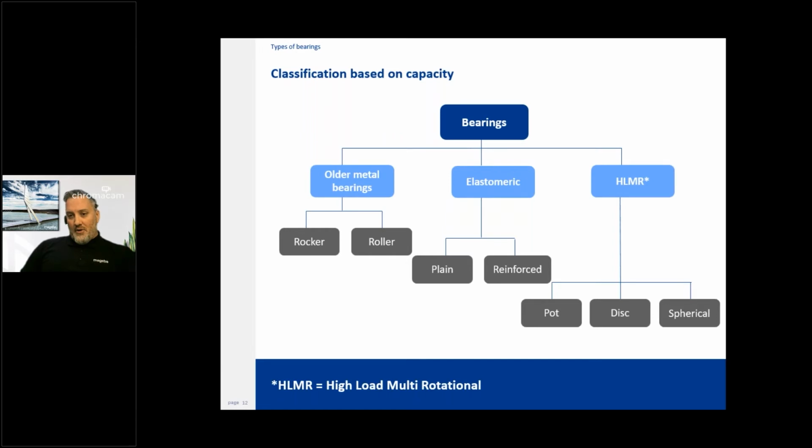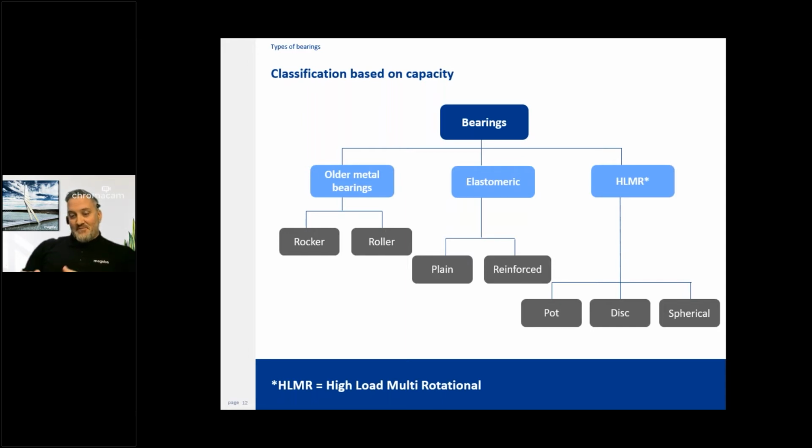But an important note I want to make on this slide is that it's actually crucial for understanding here that these are not worst to best bearings. It's all based on application. There are actually certain ways in which, just as an example, elastomeric bearings can be superior to even the latest high-tech bearings given certain applications.